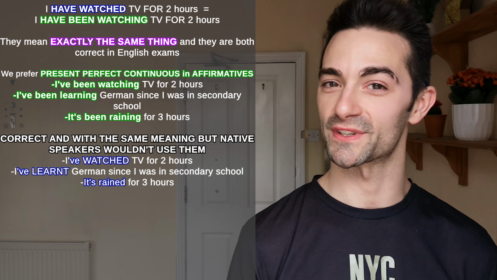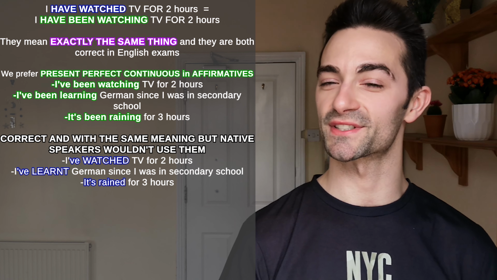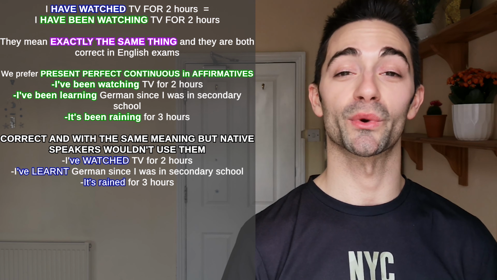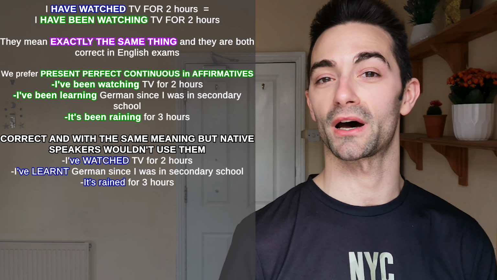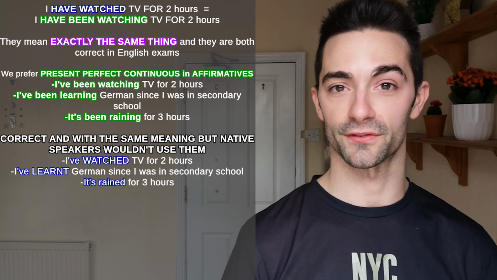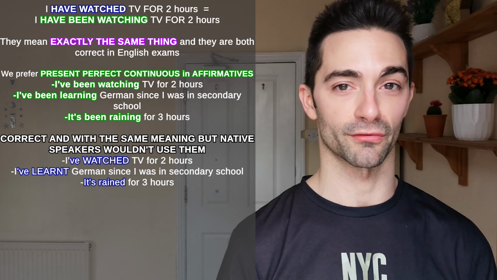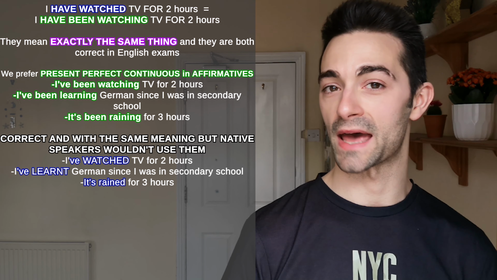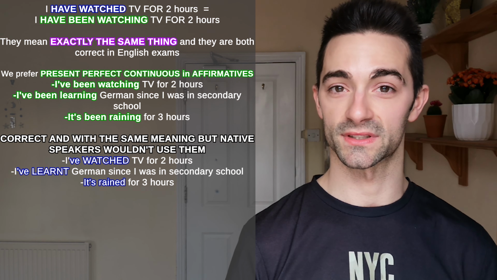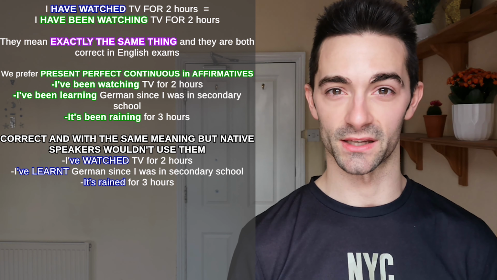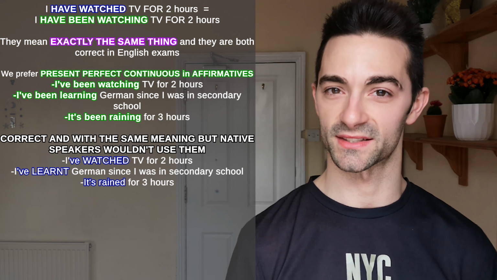But we do have preferences. As you may have noticed, we like saying ing as much as we can in English, so we definitely prefer the present perfect continuous in affirmative sentences. I've been watching TV for 2 hours, it's been raining for 3 hours. Saying I've watched TV for 2 hours and it's rained for 3 hours is grammatically correct, but a native speaker would never really say it. It would never come out of my mouth as a sentence.